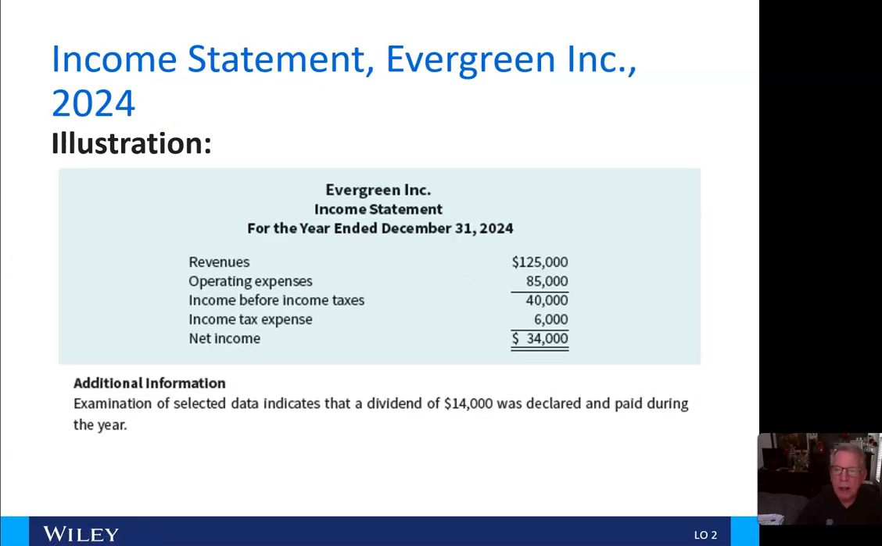Okay, now if I look at the income statement, I start with revenues. I subtract out operating expenses. I get income before income tax. I get income tax expense, finally net income. An examination of the data indicates that a dividend of $14,000 was declared and paid during the year.